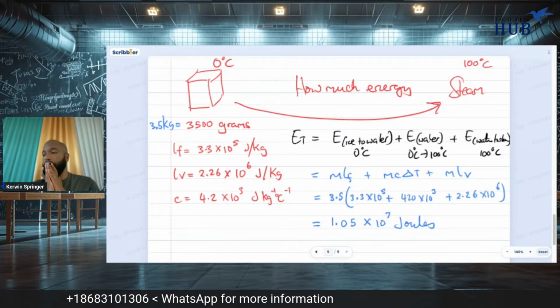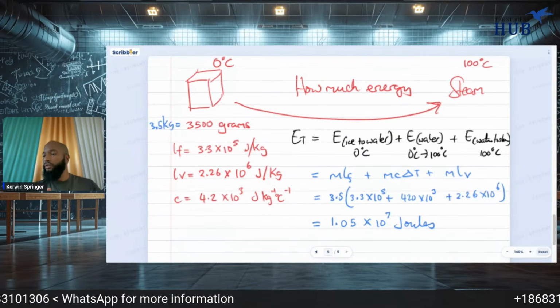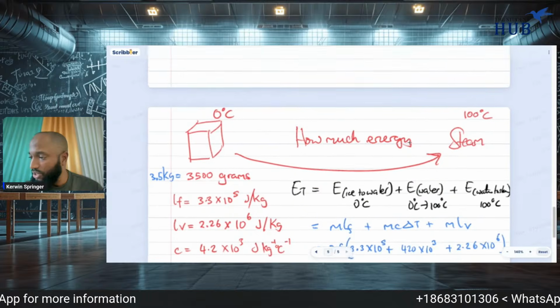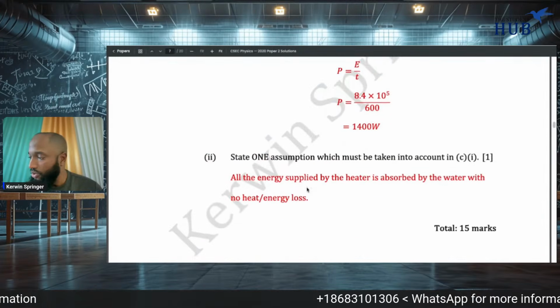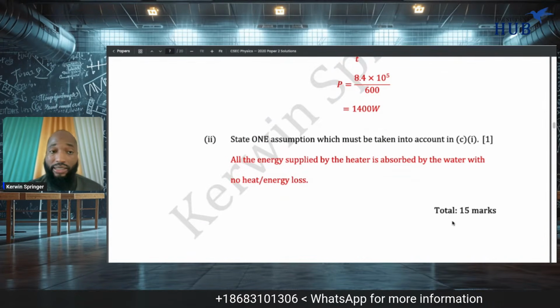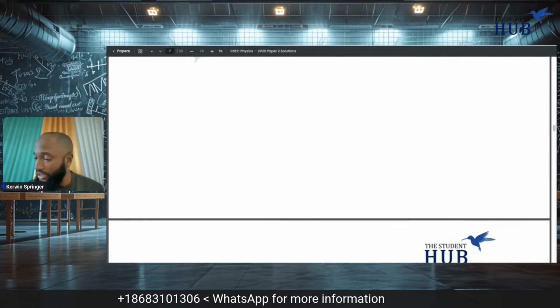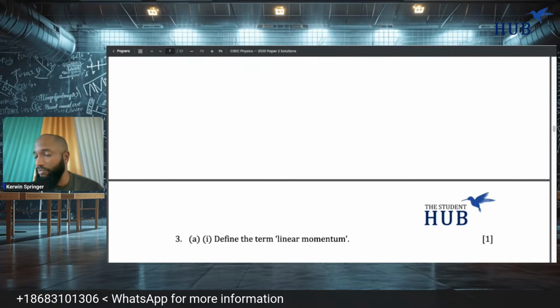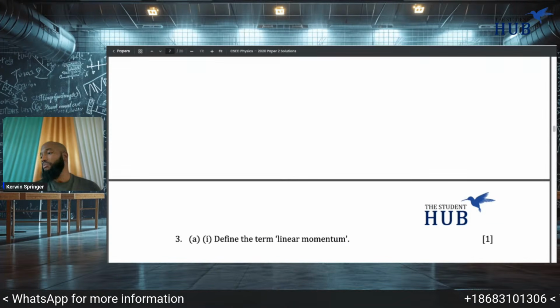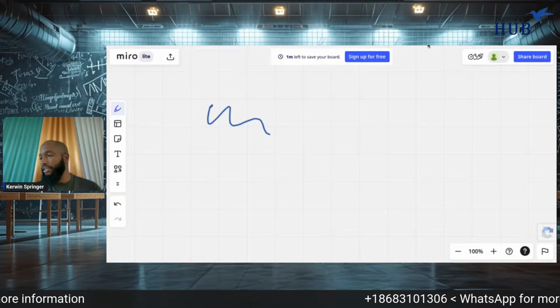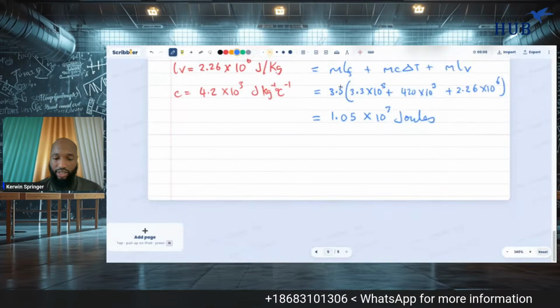All right, so we're cooking. So once you all understand that, you should be pretty safe for this question. Let's keep going. So that's your full 15 marks there. That's a nice look at specific heat capacity. Next question is linear momentum. Momentum and moments are confused parts of physics. Let's try not to confuse them.